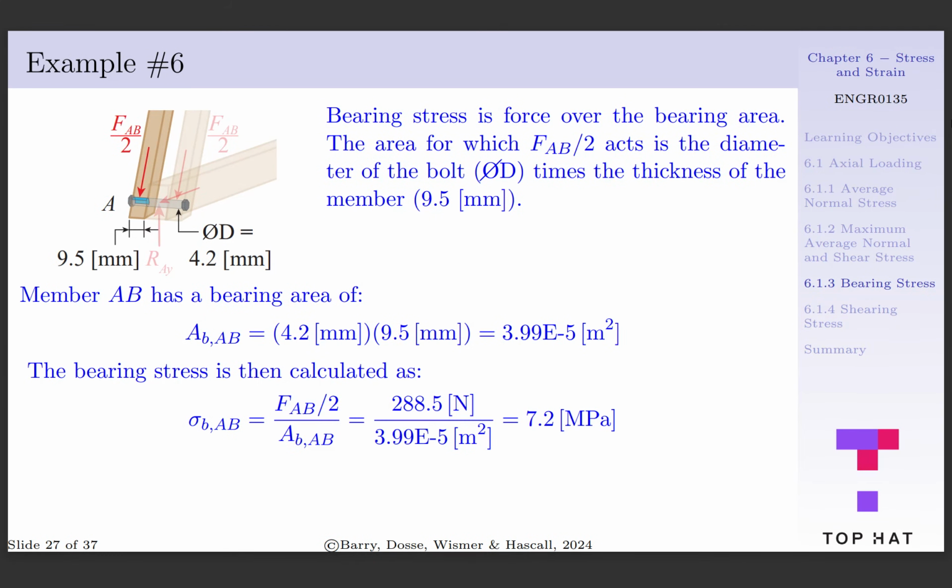From there, the bearing stress in one member AB is equal to 1/2 FAB per AAB, or 288.5 newtons per 3.99 e to the minus 5 meters squared, which gives the bearing stress of 7.2 megapascals.